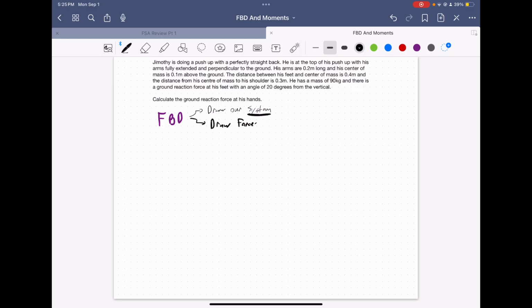forces acting on the system. So remember, external forces on that system. So right now is a good time to pause and try drawing the free body diagram.